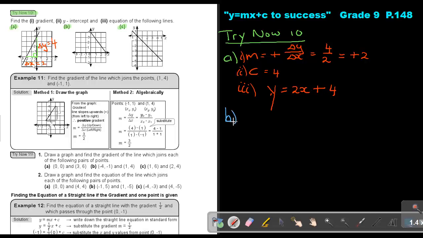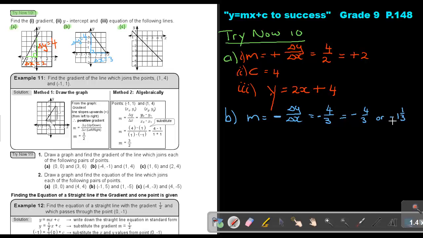Number B. Again, let's go and make our 90-degree triangle. So this is going to be delta y 1, 2, 3, 4. This is going to be delta x, 1, 2, 3. Now, if you look at this slope, from left to right, it's going down. So what will I know? I will know my gradient is negative. Then it's delta y over delta x. Delta y is going to be 4. Delta x is going to be 3. And just keep that negative sign. So it's negative 4 over 3 or negative 1 1/3.